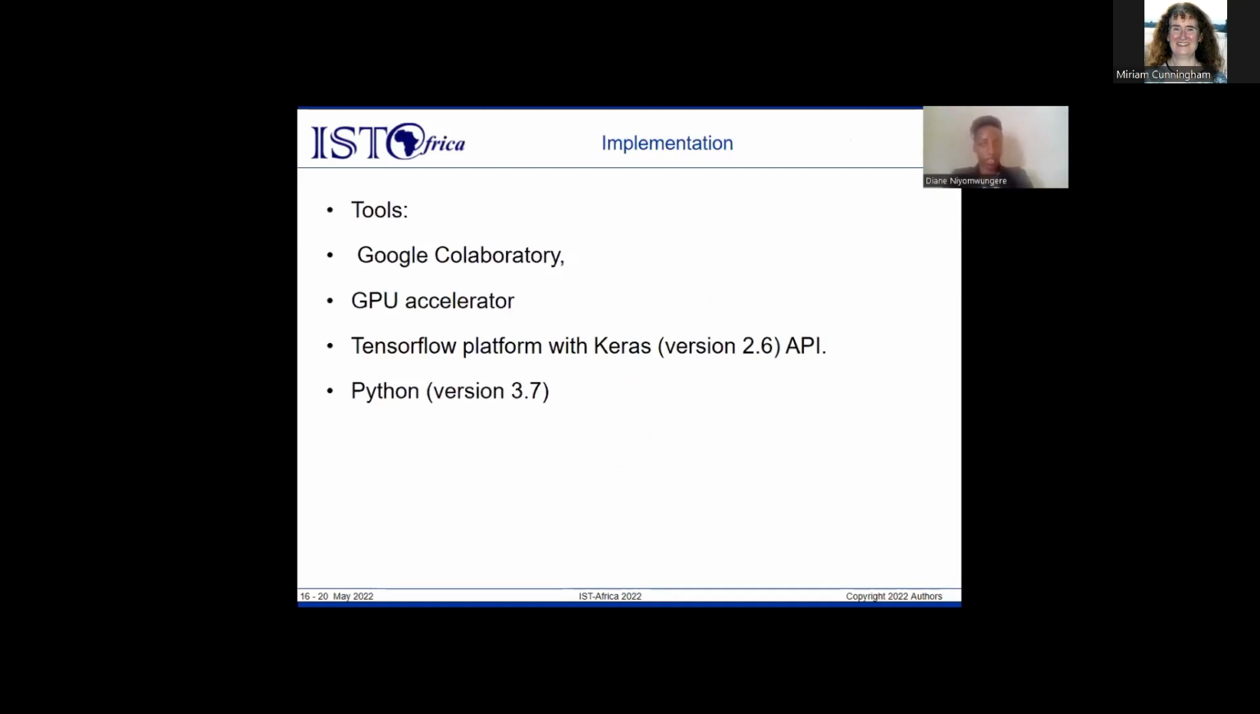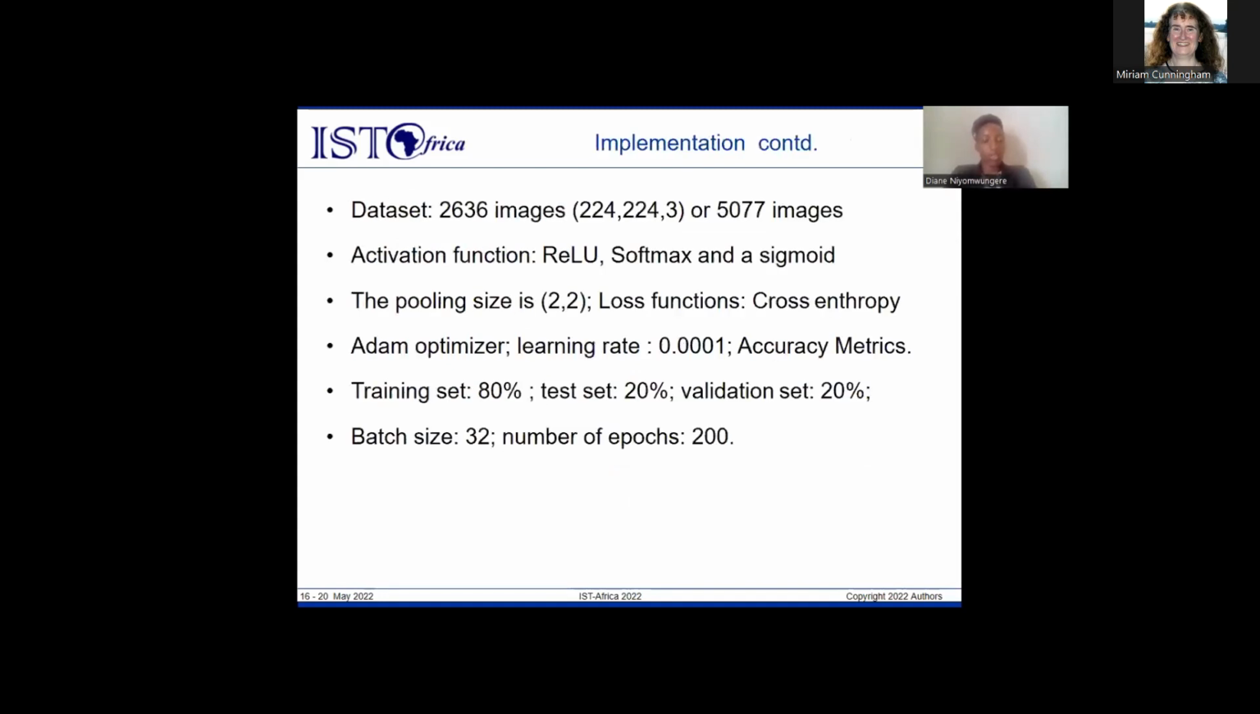Implementation. All the experiments were executed in Google Colaboratory, which provides a GPU accelerator and the TensorFlow platform with Keras. We used the Keras functional API, which can handle complex models, and Python was the programming language used.